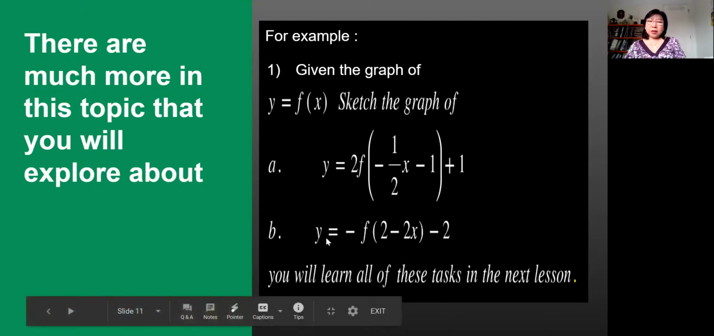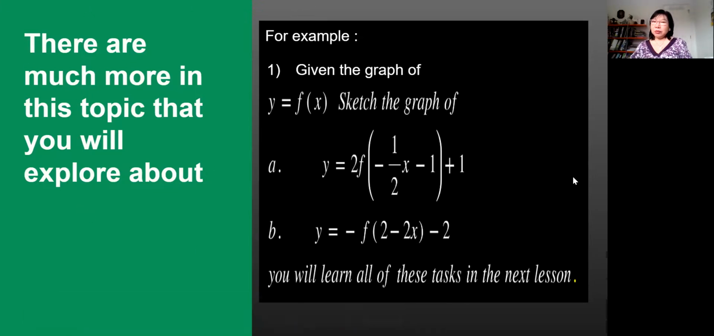So for question B, it provides you y equals minus f of 2 minus 2x, minus 2. We have to factor this out a little bit, and we can interpret it as a reflection over the x-axis. And if we factor it out, it will be a horizontal compression of 1/2. And we're supposed to shift this function down by 2 units. So this is the combination, how we interpret it.